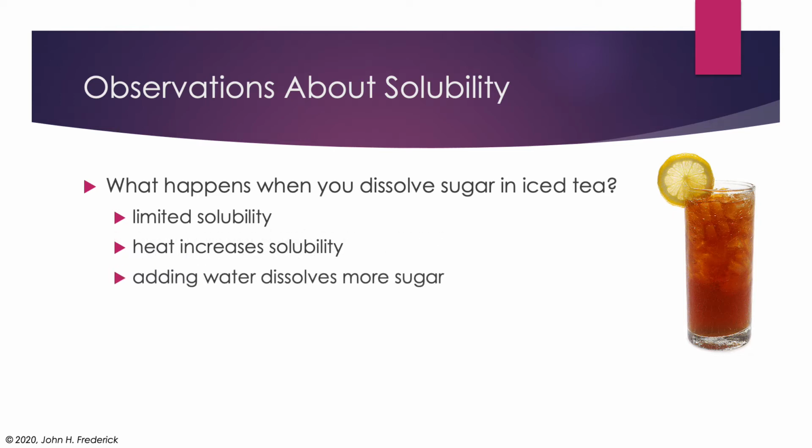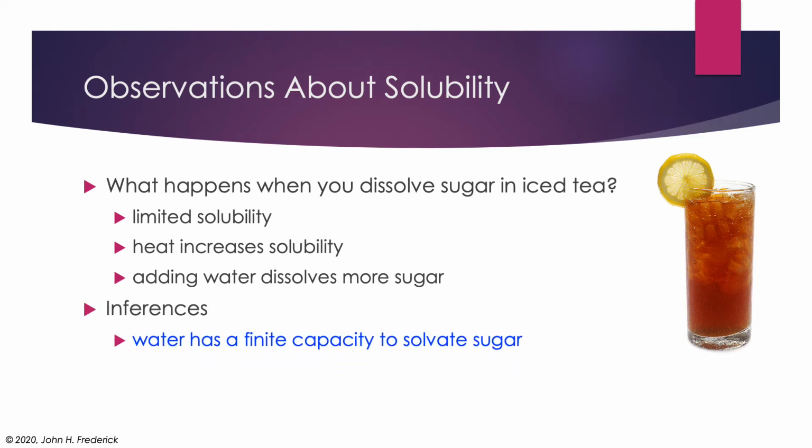Finally, we know that adding water would also help us dissolve more sugar, so if we can't get all the sugar we want in there, we could always add water and dissolve more. So there are several things we can infer from this. One, very clearly, water has a finite capacity to dissolve sugar. We can't dissolve as much as we want. We can only dissolve a certain amount and then it stops dissolving. That's even for something that is soluble like sugar.